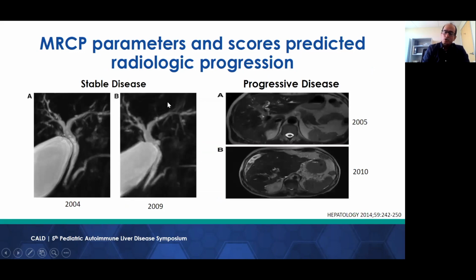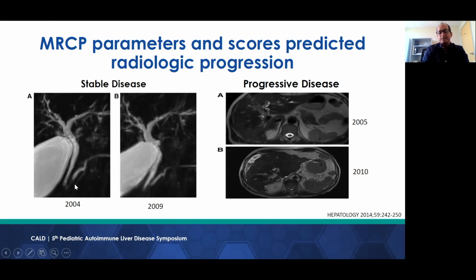Pediatric patients undergo an MRCP at the time of diagnosis of PSC to classify the patient either as large duct or small duct. There are MRI-based scores which have been derived in adults and in pediatrics, which have been used to predict outcomes. Shown here is an example of an adult PSC score.